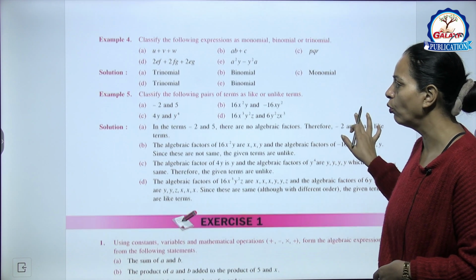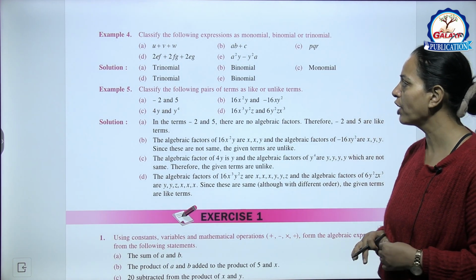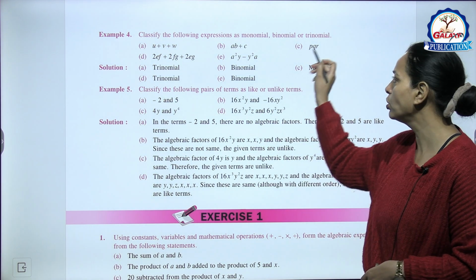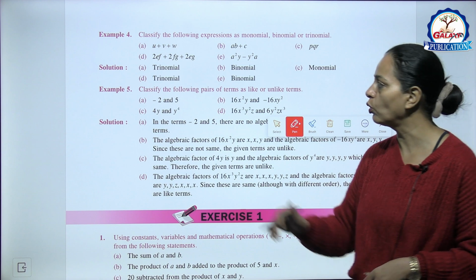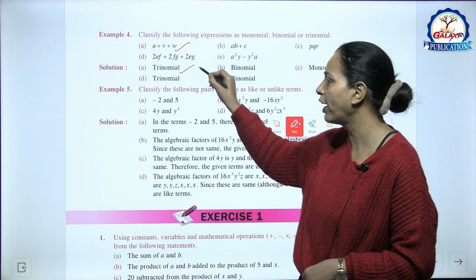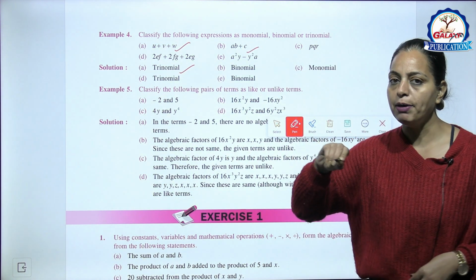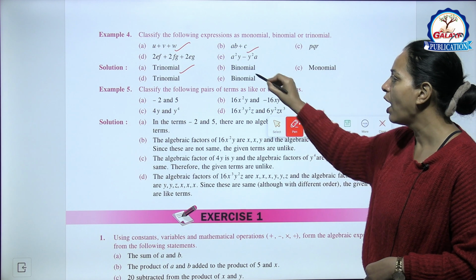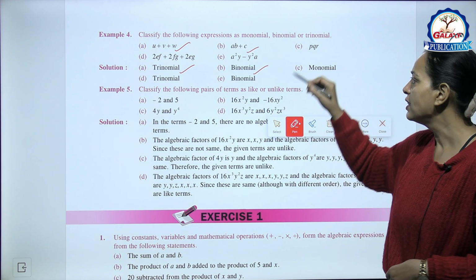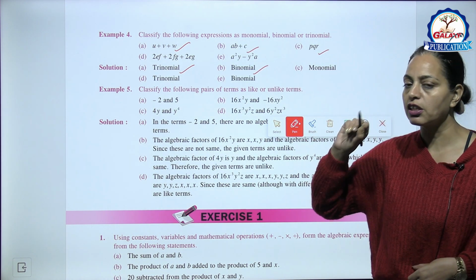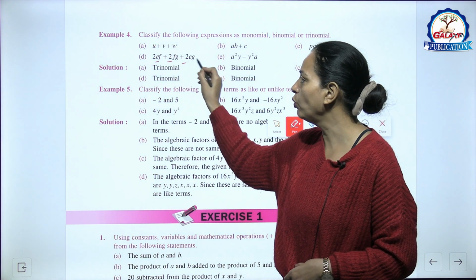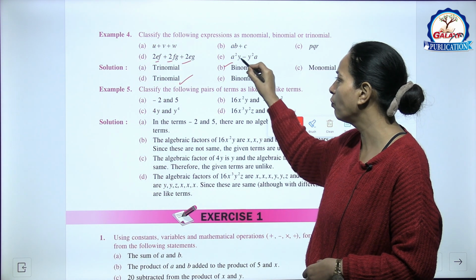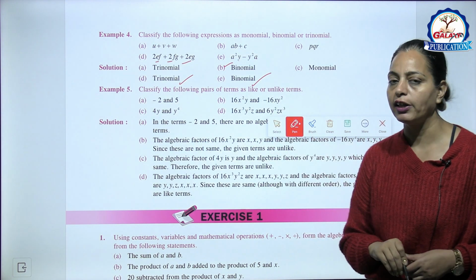Now example 4, classify the following expressions as monomial, binomial or trinomial. See A part, u plus v plus w, how many terms? 3 terms, so trinomial. B part, ab plus c, how many terms? 2, answer is binomial. C part, PQR, 1 term, monomial. D part, how many terms? 1, 2, 3, trinomial. E part, 1 and 2, that is binomial.